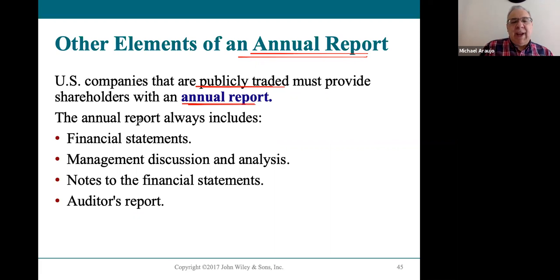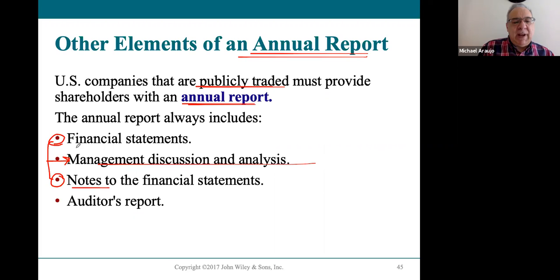So the annual report basically shows all those financial statements that you just learned about, including explanations of what some of those accounts mean and what it signifies. The biggest part of the annual report is management's discussion and analysis of what's going on in the business. That can be a very, very big part of it.